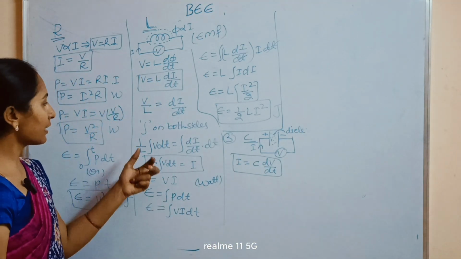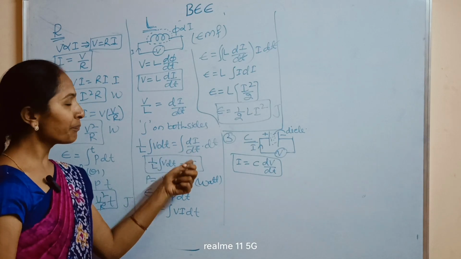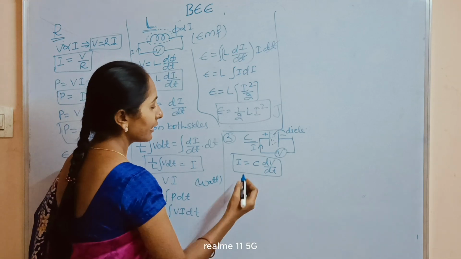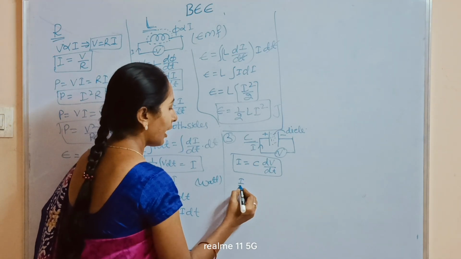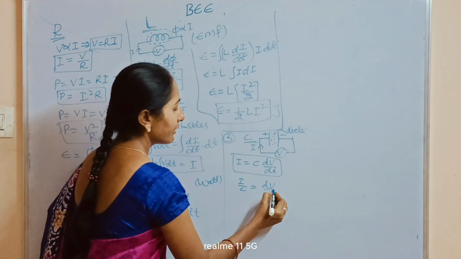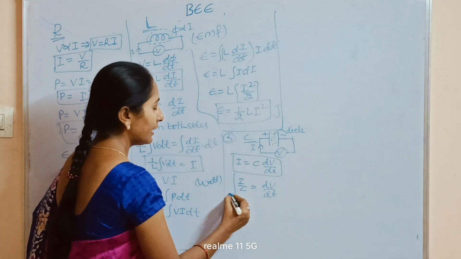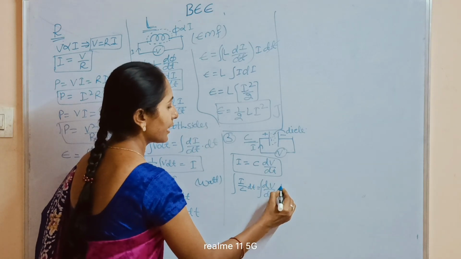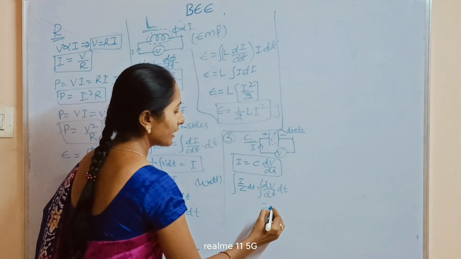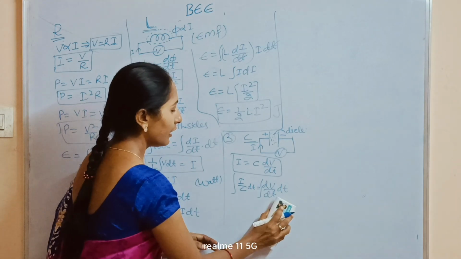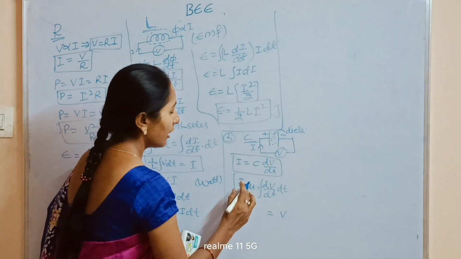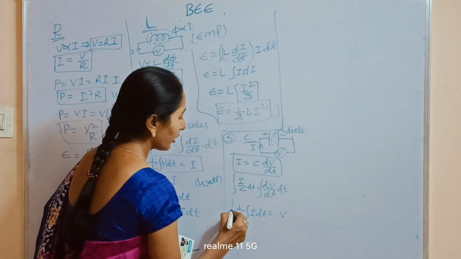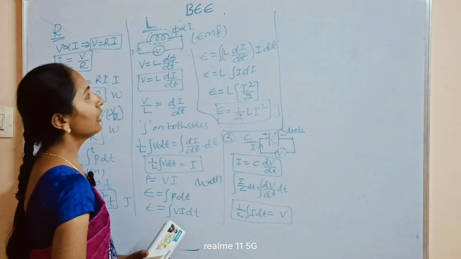Same as previously, we consider the integration here. We can apply integration on both sides. Then we'll get I by C equals dV by dt. Now I am applying integration on both sides, and we'll get the voltage V here, and here 1 by C into integration I dt. This is the voltage expression in a capacitor.